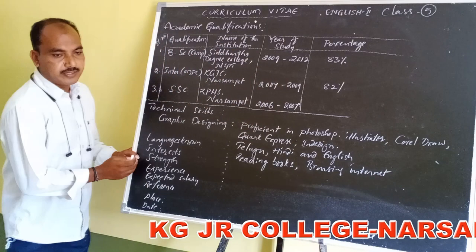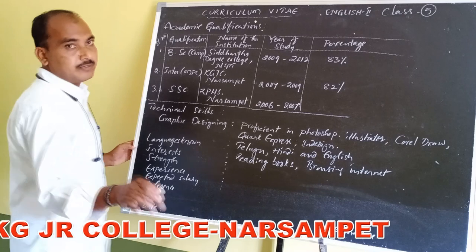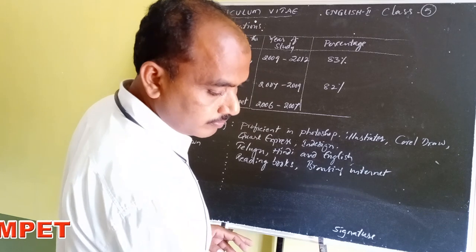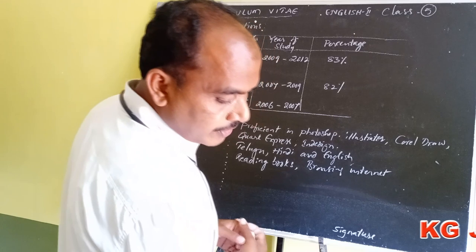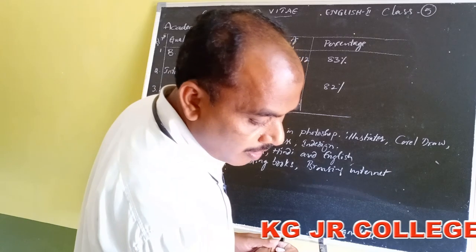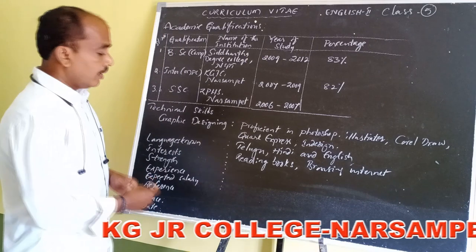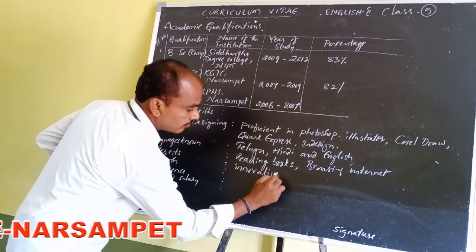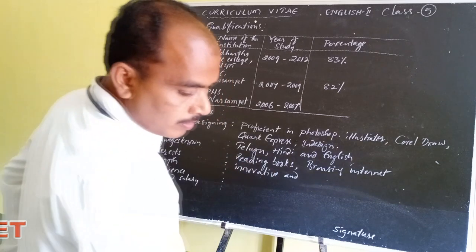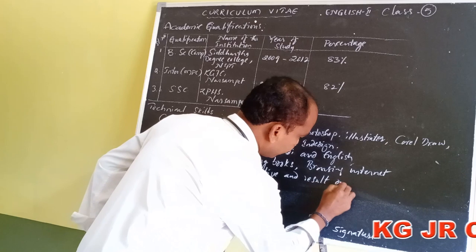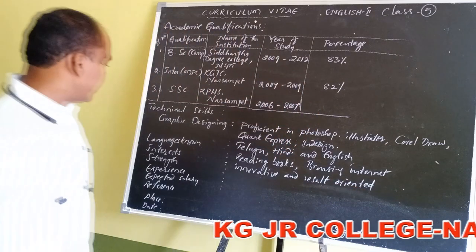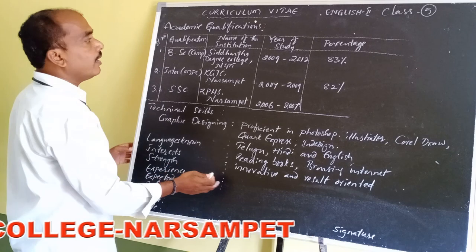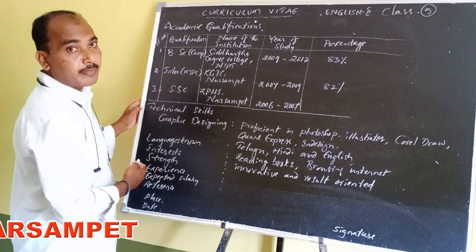The next one, strength. What is your strength? Clearly in this advertisement he has given one strength. What is that? Innovative and result oriented. That he has given, the same one you write. This is your strength. These two skills or strengths are suitable for the given job or advertisement. What is the job? Graphic designer.